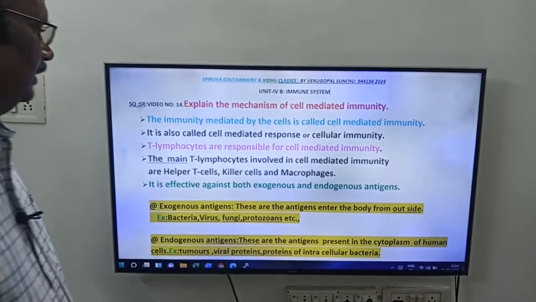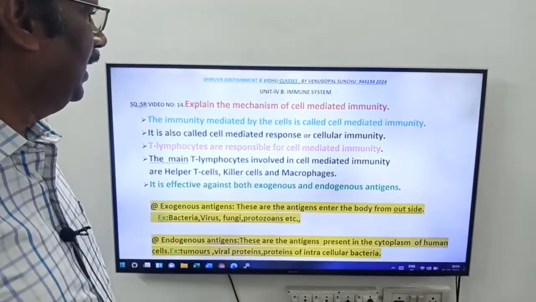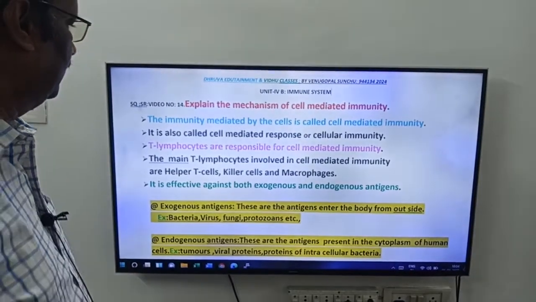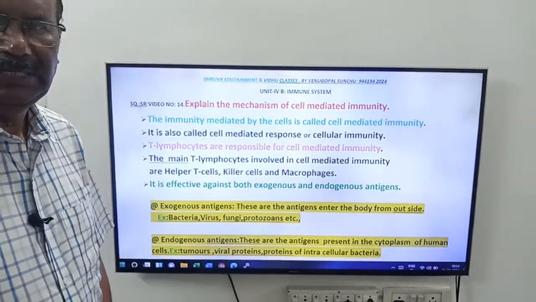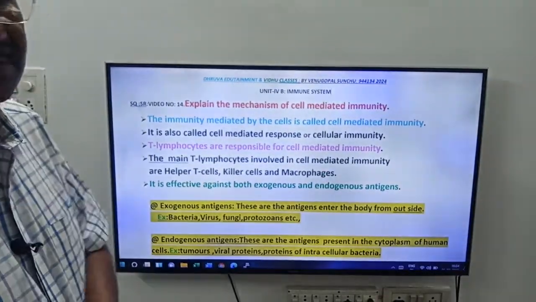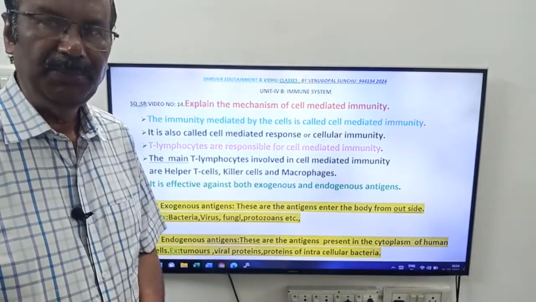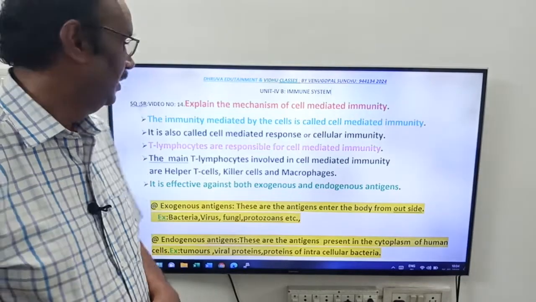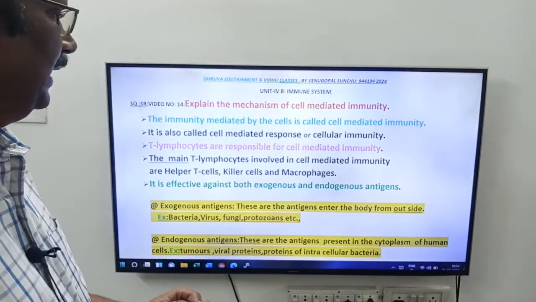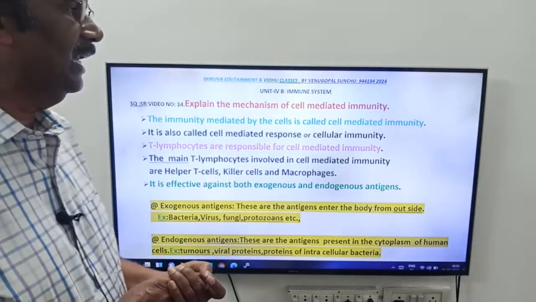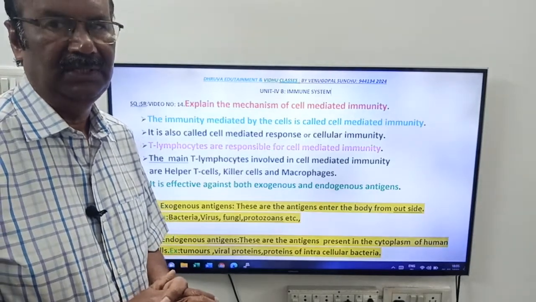Yes, friends. Next question from Dhruva Entertainment and Vidu classes. This question is from intermediate second year zoology, from unit 4B, that is immune system. What is our question, friends? Explain the mechanism of cell mediated immunity.